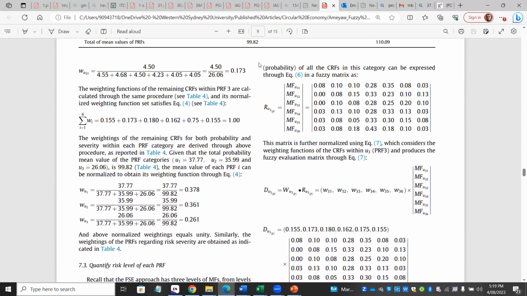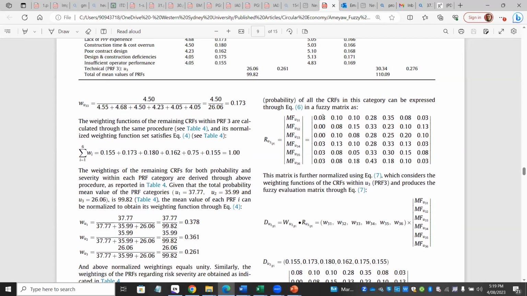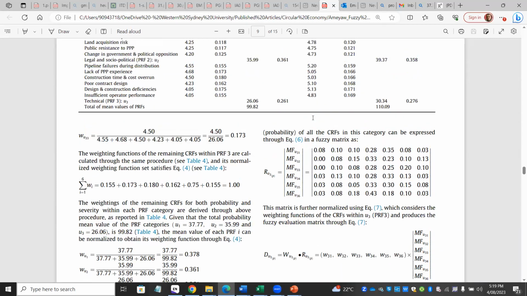To get that, all the critical values will be expressed in equation 6 in a fuzzy matrix as this. This 1, 2, 3, 4, 5, 6. The 6 are from group 3. So this is how the respondents responded to the risk for each of the factors in group 3. And based on that, we generated the matrix.